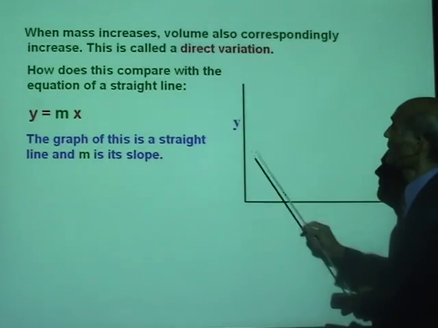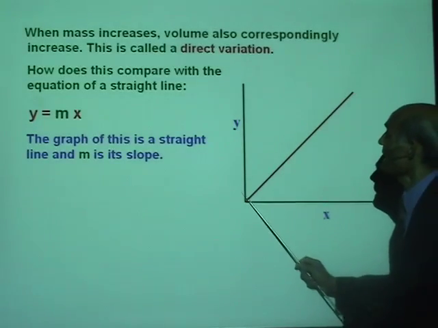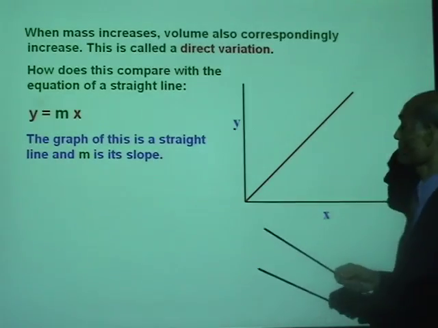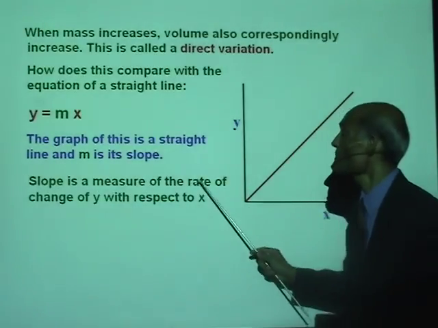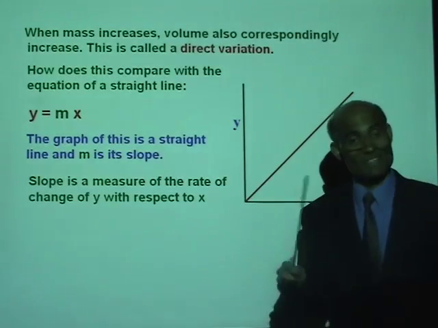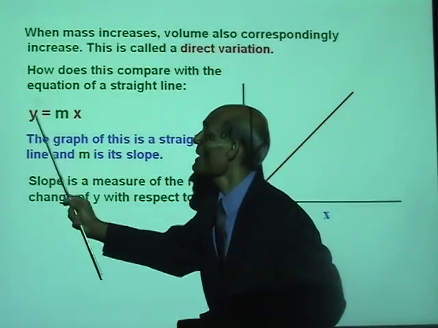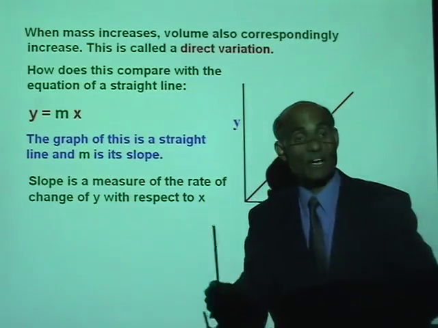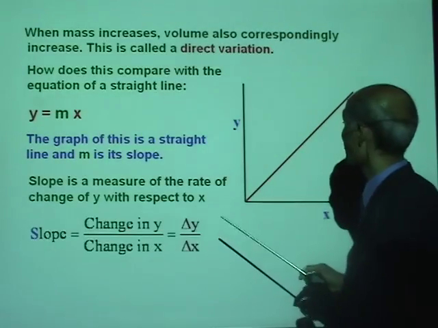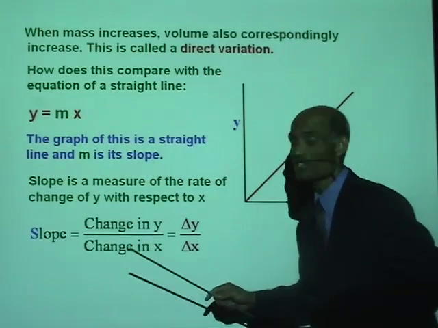Let's draw a graph here. That's y and that is x, and this will be the graph. As x increases, y will increase proportionately. And slope is a measure of the rate of change of y with respect to x. What does that mean? Well, you can understand it as the change in y divided by the change in x. You see, it's a ratio. Change in y divided by the change in x. So slope equal to change in y divided by change in x.